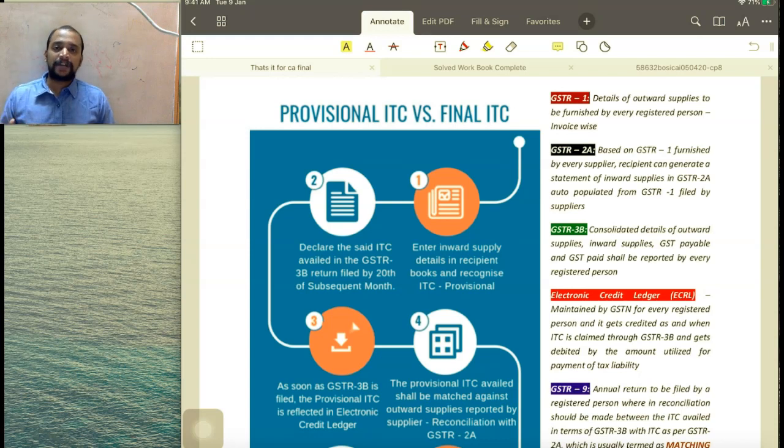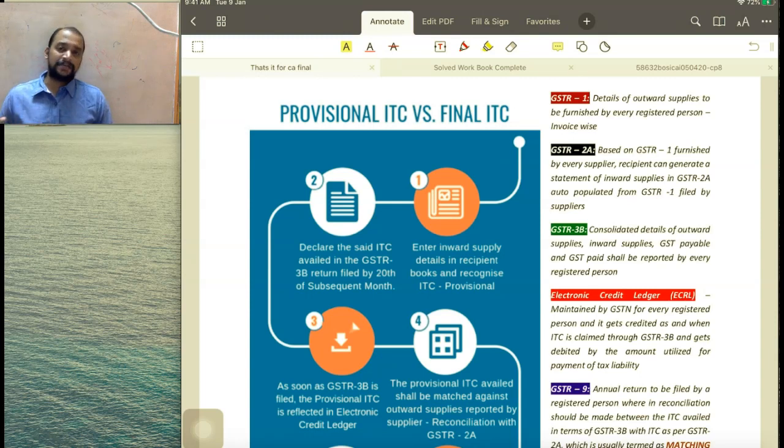Whatever GST is paid on that inward supply, you will enter into your accounting records. What entry will you pass? Suppose it is a purchase of raw material or any inputs: purchase account debit, input tax credit account debit, to creditors or to cash or bank, etc. With respect to purchase of capital goods: asset account debit, input tax credit account debit, to cash or bank or creditors.